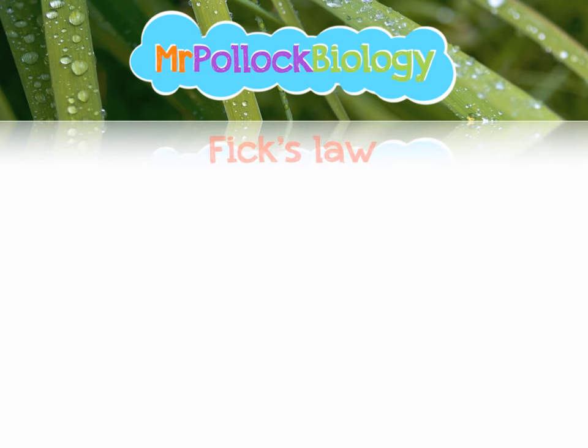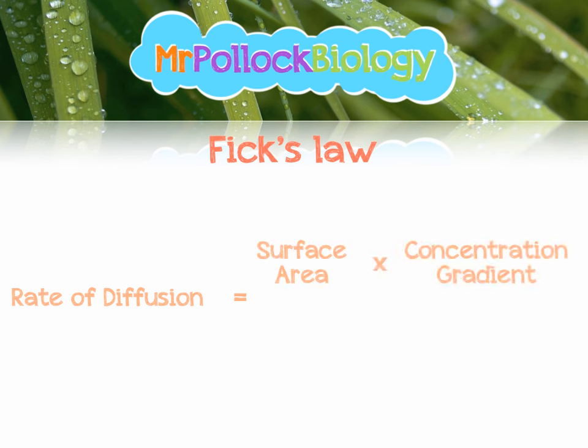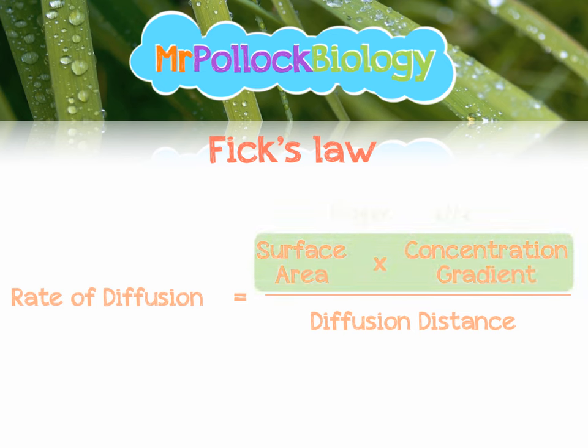So it's also useful to understand something called Fick's law, which determines the rate of diffusion. So the rate of diffusion is determined by the surface area multiplied by the concentration gradient divided by the diffusion distance. So anything on top is better if it's bigger. So it's better to have a large surface area. It's better to have a large concentration gradient because that's going to give us a big number on top.